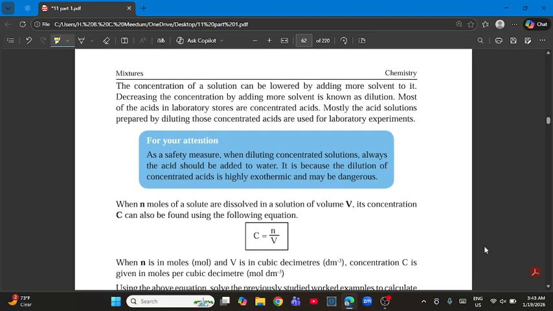So the concentration can be lowered. The concentration of a solution can be lowered by adding more solvent to it. Decreasing the concentration by adding more solvent is known as dilution. So what do we call it? Decreasing the concentration by adding more solvent.